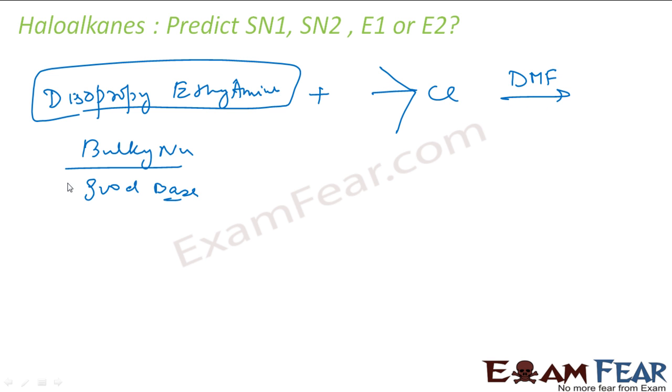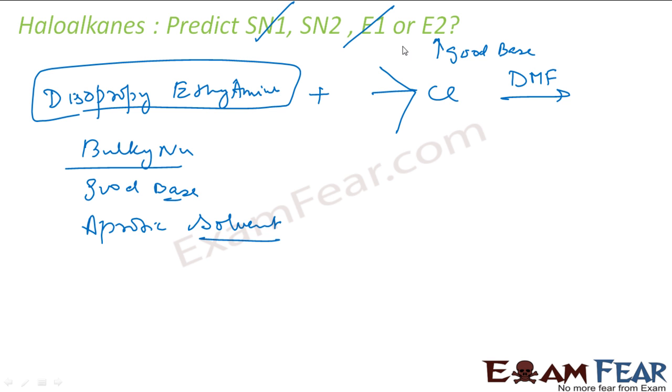It is an aprotic solvent, right? So now see, since the solvent is aprotic, we can easily rule out SN1 even. Now E2 needs what? E2 needs a good base. SN2 needs what? A good nucleophile. But this is a bulky nucleophile, so I can rule out SN2. So it will be an E2 reaction. Correct? It will be an elimination reaction.